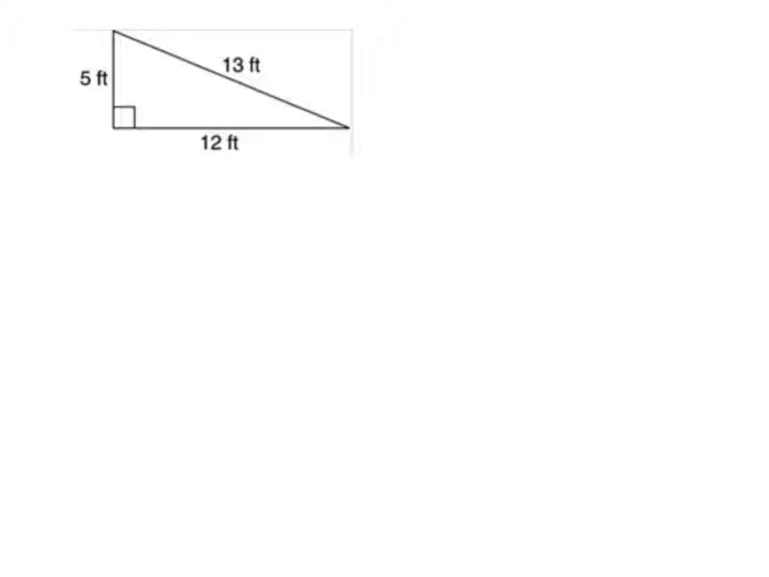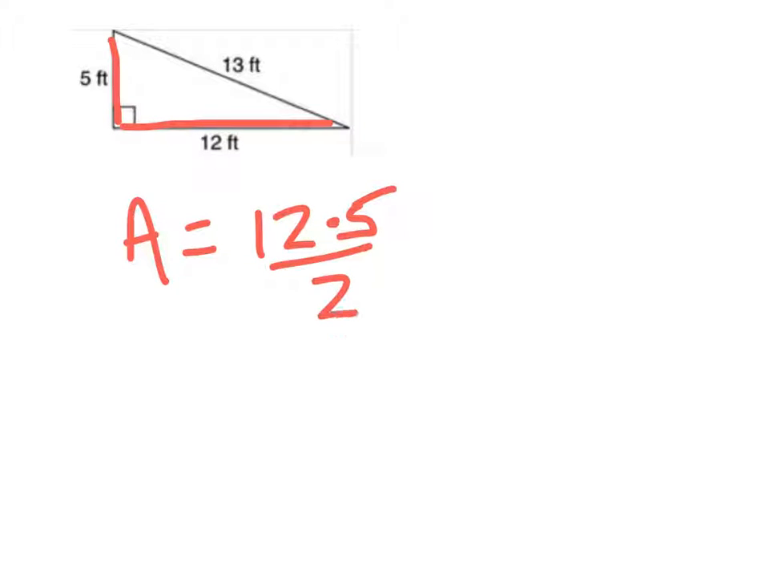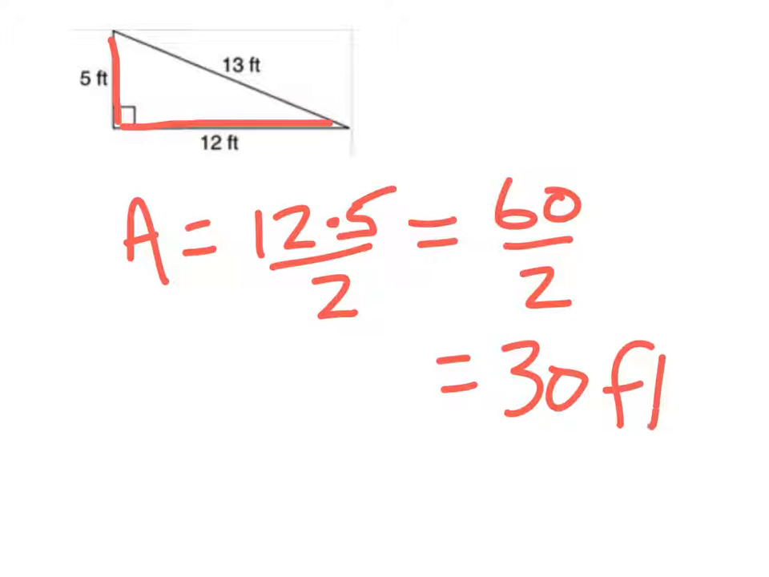This triangle is a right triangle. Notice how we have the right angle here in the corner. So that means our base and our height are right there. We do not need the 13 because it is not connected to the right angle. So our area is 12 times 5 divided by 2. 12 times 5 is 60, divided by 2 is 30. And remember that our units are squared.